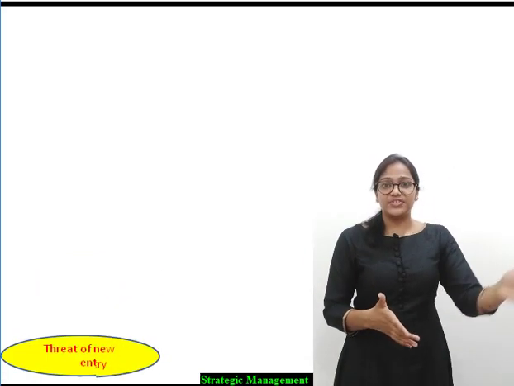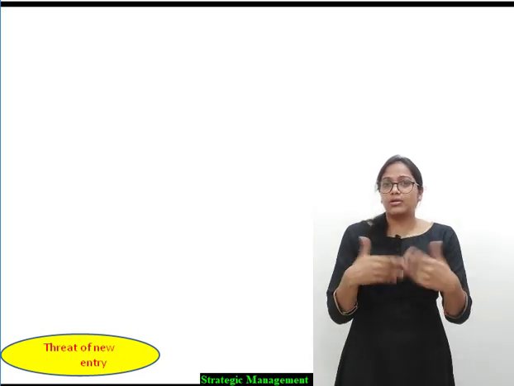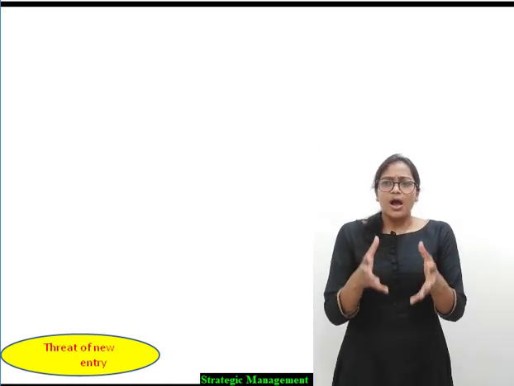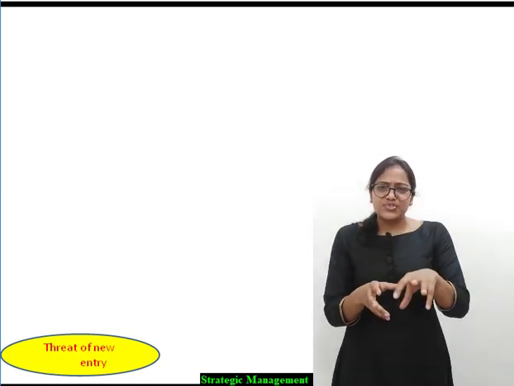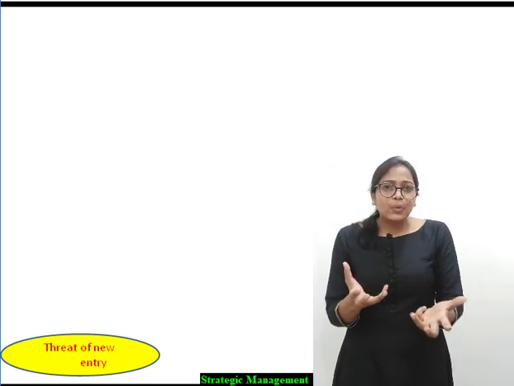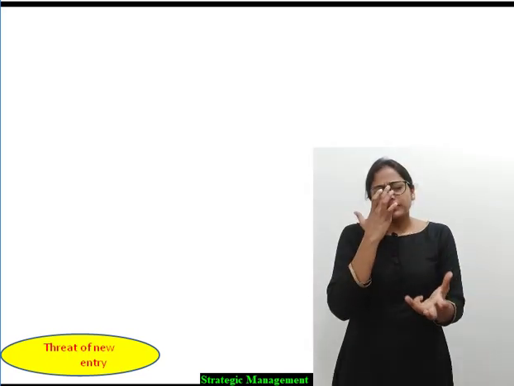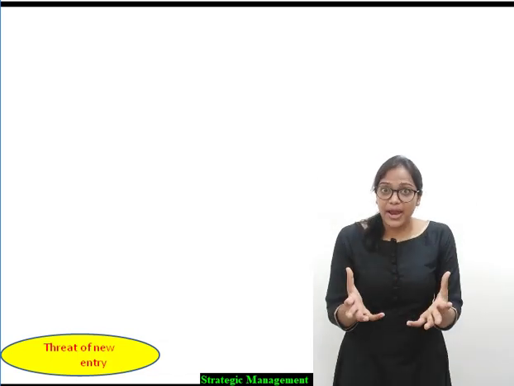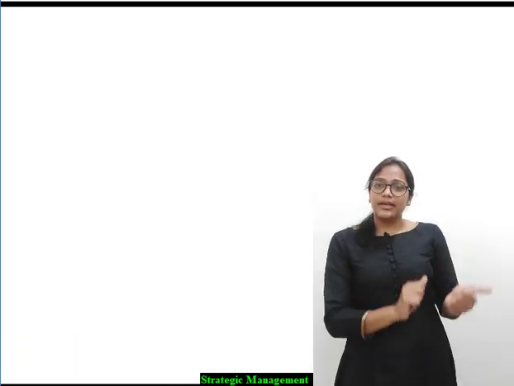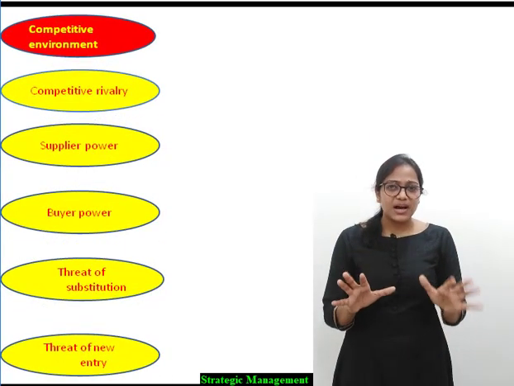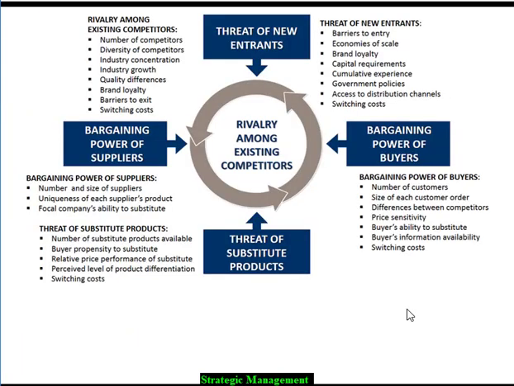Then comes the threat of new entry. It talks about your potential rivals or the potential competitors. How many restrictions are there in order to enter your business? Is the entry in your business restricted or is it open? Is there any capital requirement to establish or enter into your industry? Any legal requirement? Any customer loyalty which actually acts as a barrier to entry in the industry? So this is the threat of new entry. These are the 5 forces which ask you various questions about your business environment. When you answer all these questions, you have a clear picture of your business environment and you can easily assess its competitiveness.